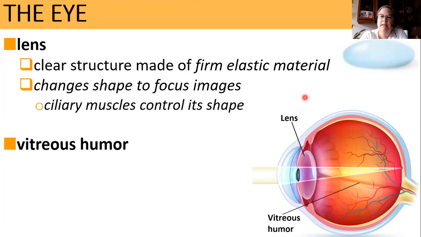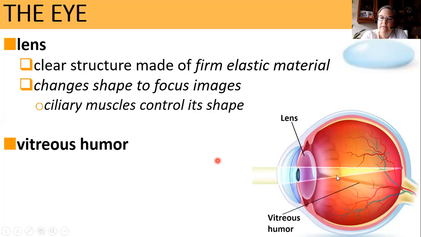Ciliary muscles are the muscles responsible for controlling the shape of the lens. Okay, so we can see that here. And again, we want to notice the focal point of the light is right here at this point. So that's called the fovea centralis.